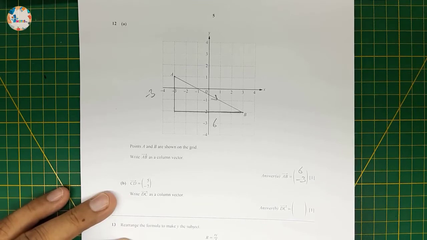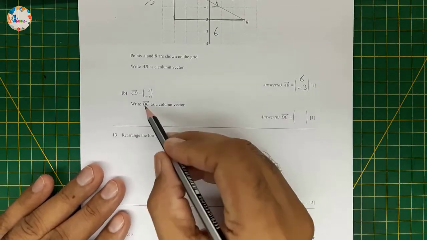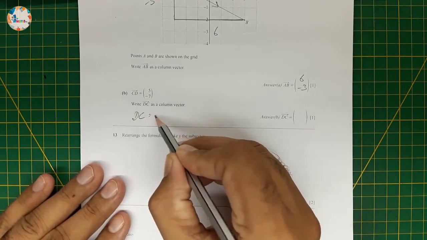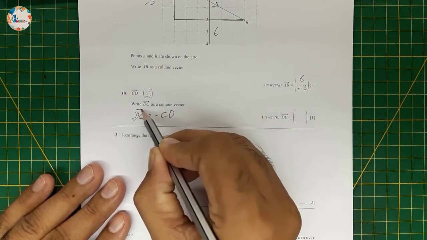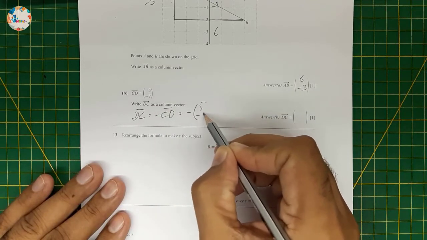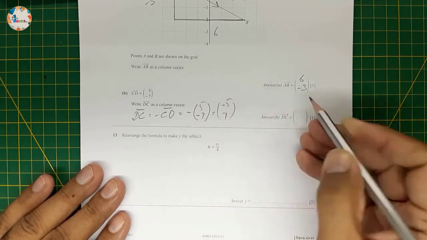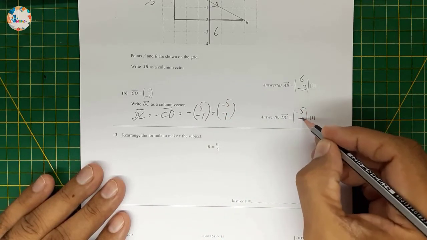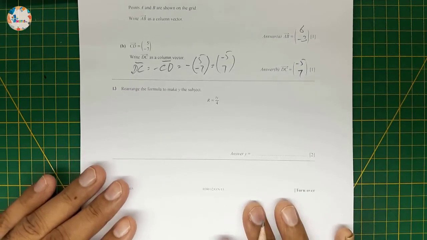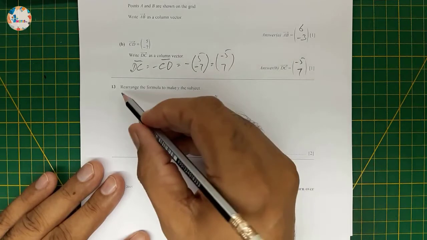Then the B part, they are saying CD is equal to 5 minus 7. Write DC as a column vector. So DC will be just changing the sign. So we can write DC is equal to minus CD. So this is equal to -5 and -7, and we can write it as -5 and 7. So our answer will be -5 and 7. It is the negative of the vector, right? By changing the direction, the sign will change.